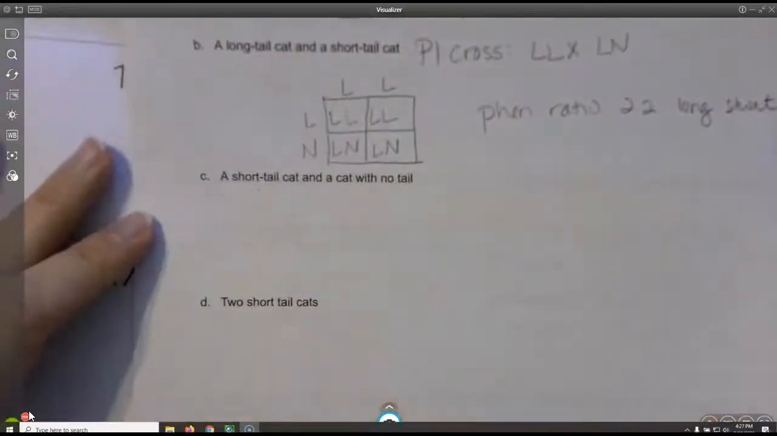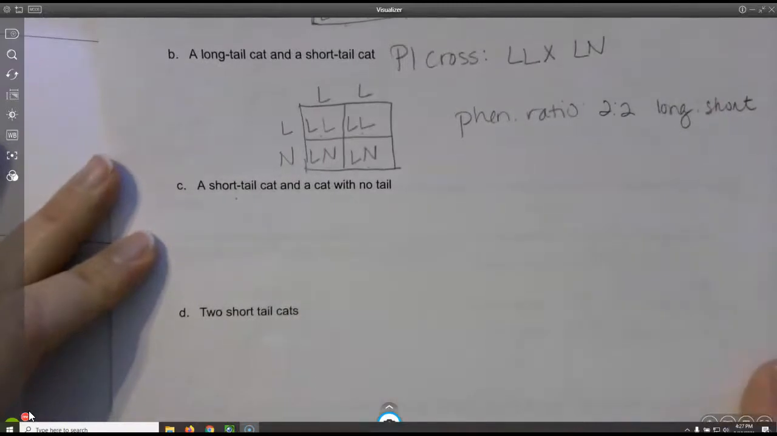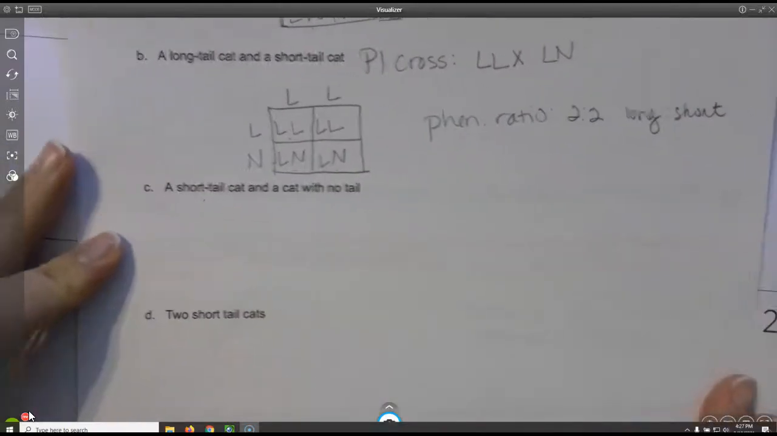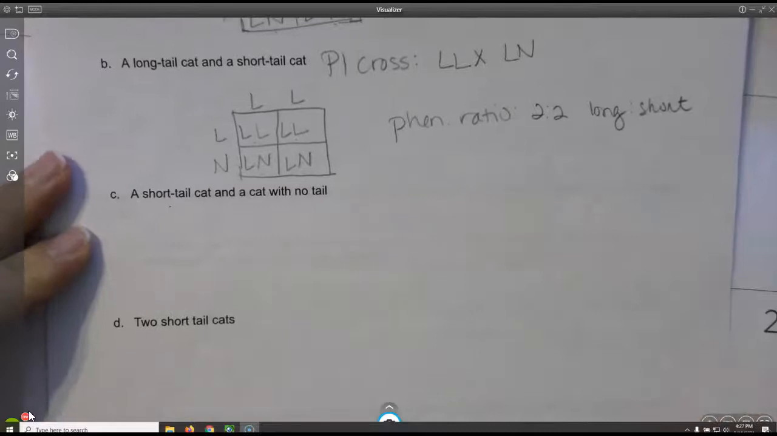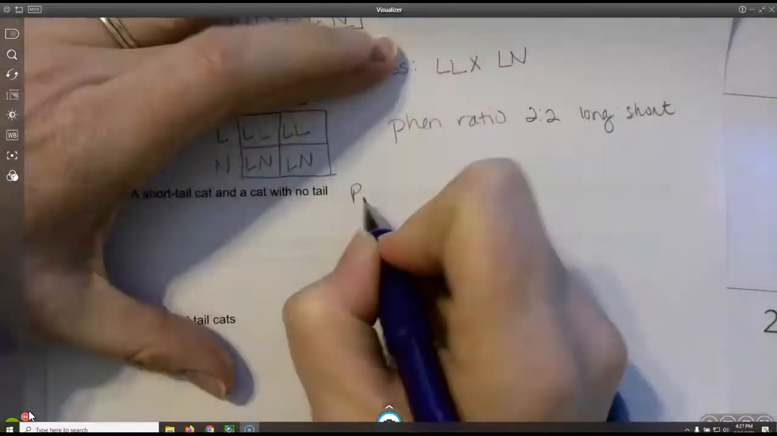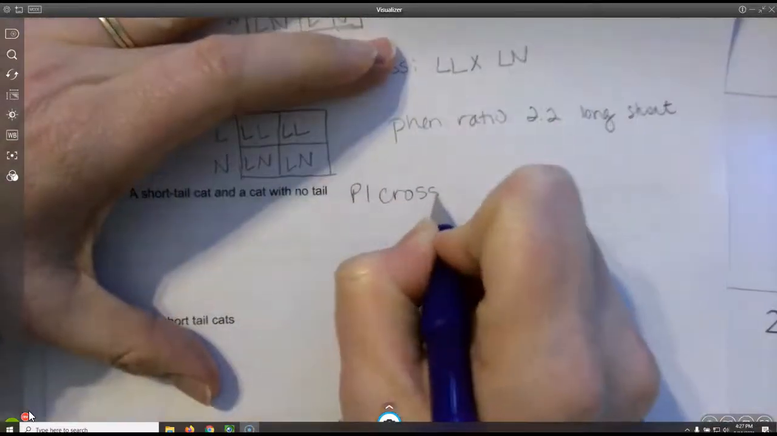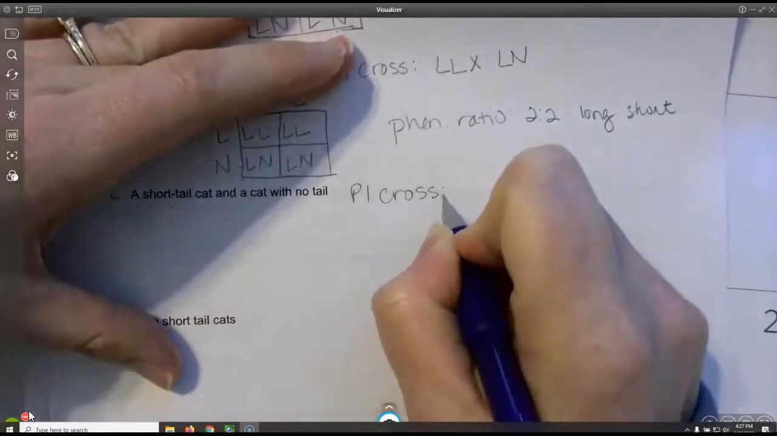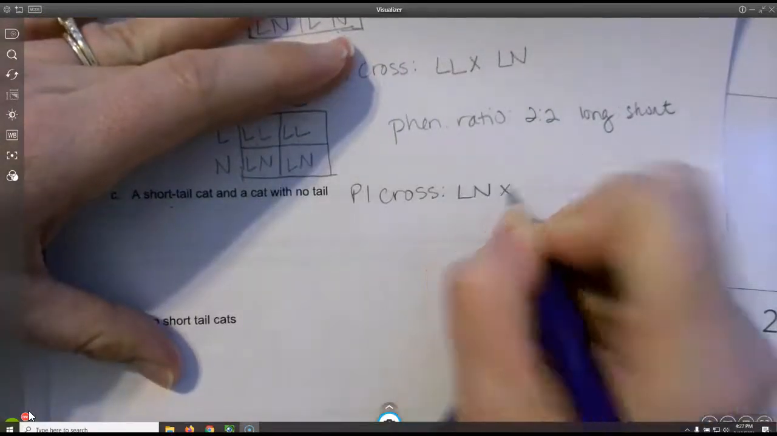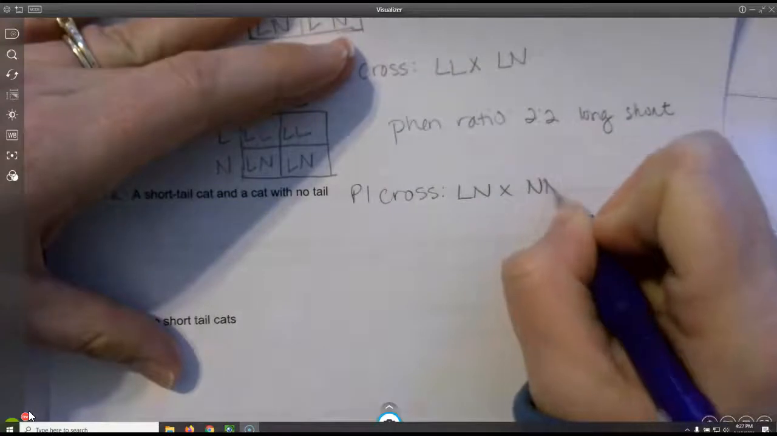Let's go on to C. Okay, so our P1 cross here, short tail is LN with a no tail, NN.